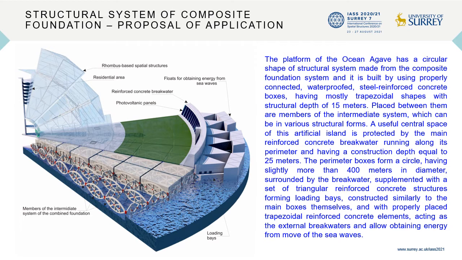having substantial buoyancy forces. That is why they could be the component parts of an artificial island able to float on the sea. The circular platform of the Ocean Arc has slightly more than 400 meters in diameter.